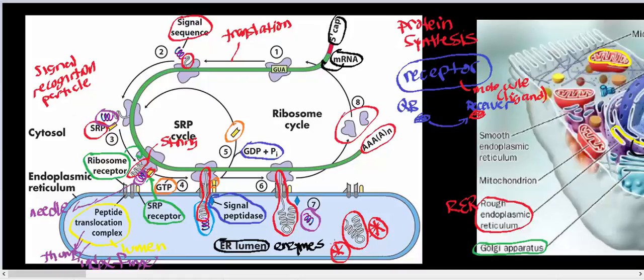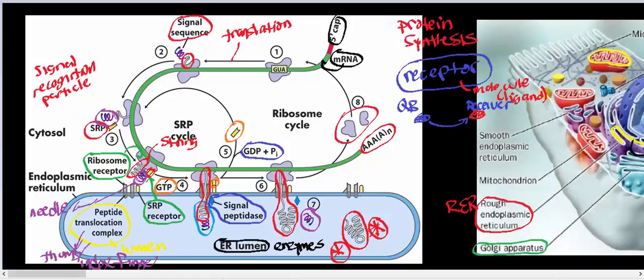Okay? Now, for the purpose of the exam, I really don't care if you know about the GTP and the GTP hydrolysis, but I do want you to understand that the SRP, the signal recognition particle, binds to the ribosome, and then that facilitates ribosome binding to the rough ER membrane through the ribosome receptor and the signal recognition particle receptor, or SRP receptor. So hopefully that makes sense.